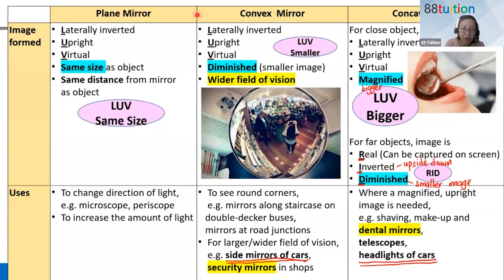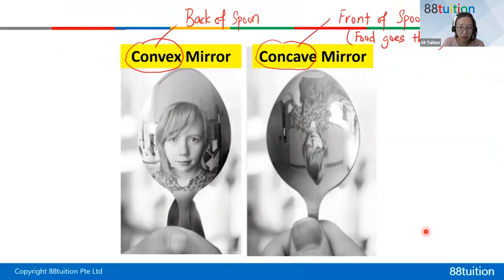All right, so for plane, convex, concave. Convex is a shorter word, concave is a longer word. So convex mirror is used for security mirror, side mirror of the car, blind spot mirror. Concave is used for things like dental mirror or makeup mirror. It is also used in headlights of the cars. All right, so let's start then. Okay, so that's just a quick recap.